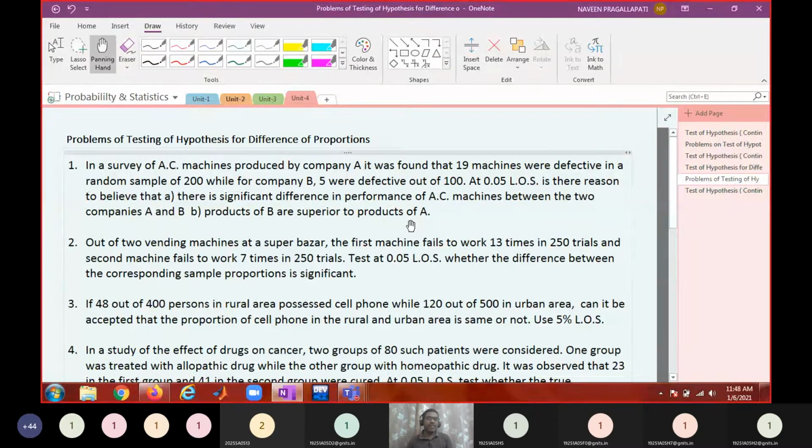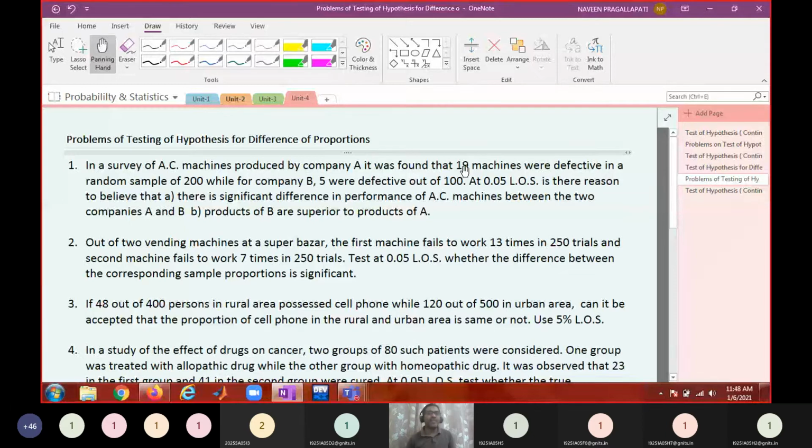Okay, so first, you're asked to test whether there is any significant difference between the performance of the AC machines produced by company A and company B respectively. And in the second case, because you see 5 out of 100, means out of 200, naturally by ratio and proportion, you may expect 10 defective machines by company B, whereas out of 200 for company A, 19 machines.